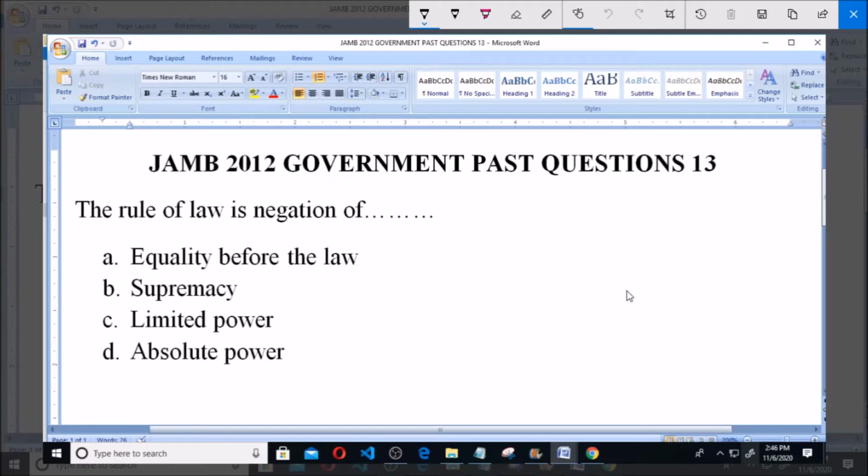Question number 13. Question 13 says the rule of law is negation of dash. The rule of law is negation of dash.